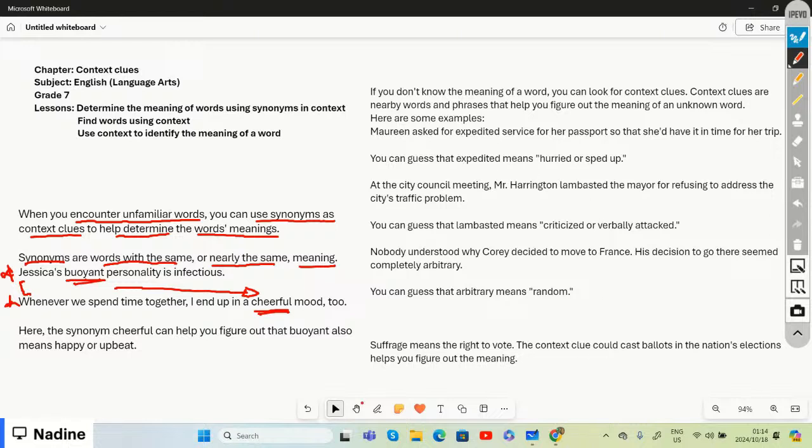And we said that if you don't know the meaning of a word, just look at the context clues like we have over here. The context clues of cheerful, personality, it is infectious. I'm in a cheerful mood too, meaning excitement, upbeat, happy.